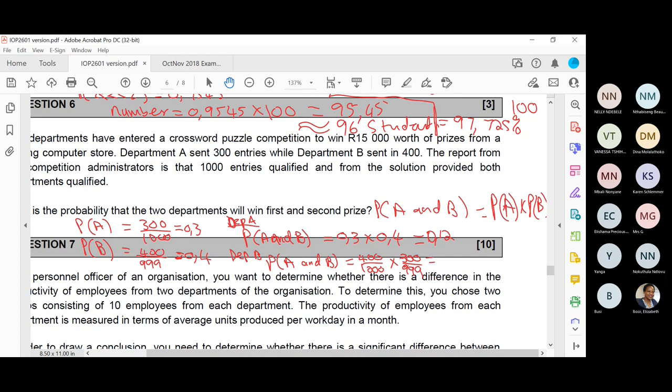And that will give you, how much? It will give us 0.12. Now, what would be the probability that both of you win the prize? You can just use the addition rule. So it is 0.12 plus 0.12, which equals 0.24.